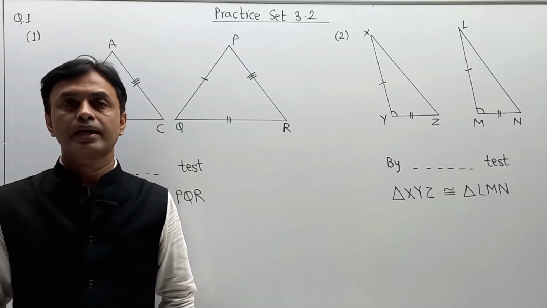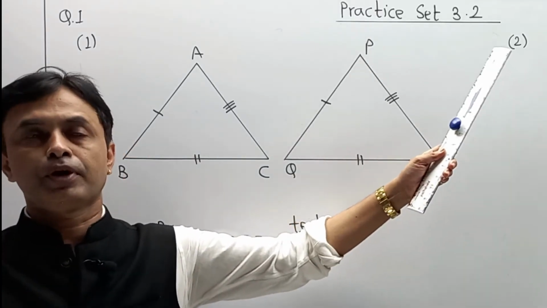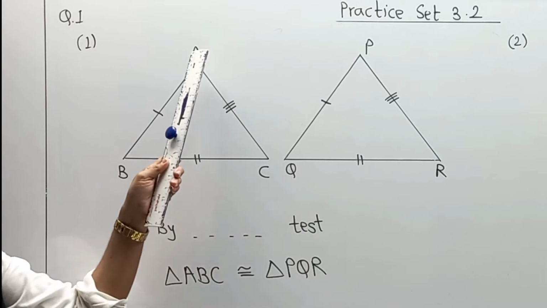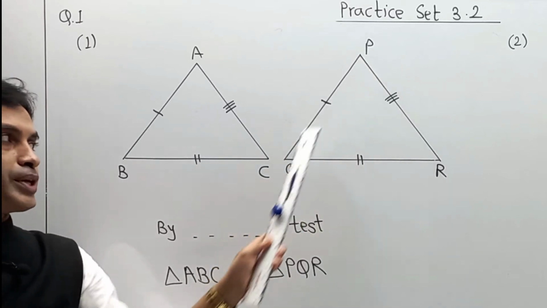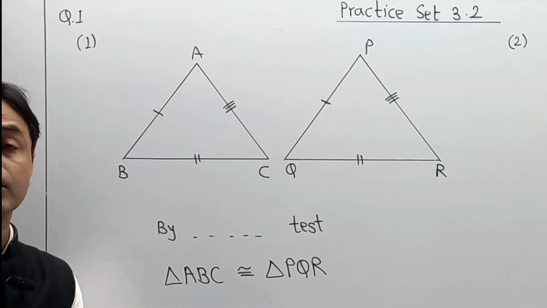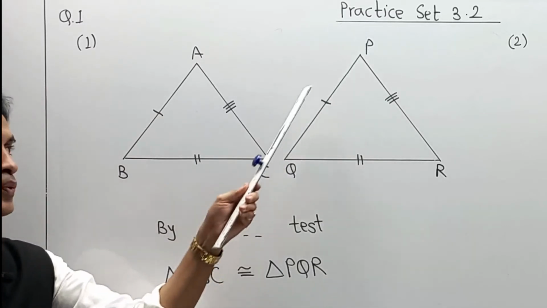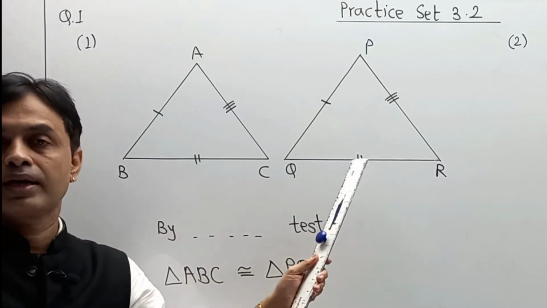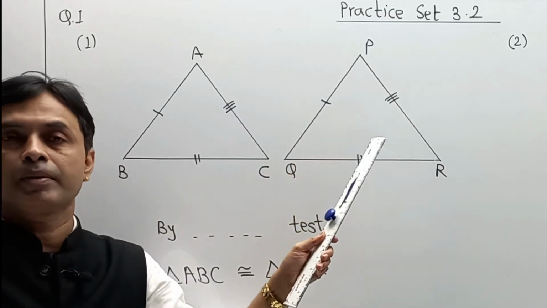So starting from that part, our part is practice set 3.2 and the first question. In the first question they have given a pair of triangles: triangle ABC and the second triangle PQR. If you observe carefully, they have given AB with one mark congruent to PQ with one mark. Second, BC with double mark congruent to QR with double mark. And third, AC with triple mark is congruent to PR with triple mark.